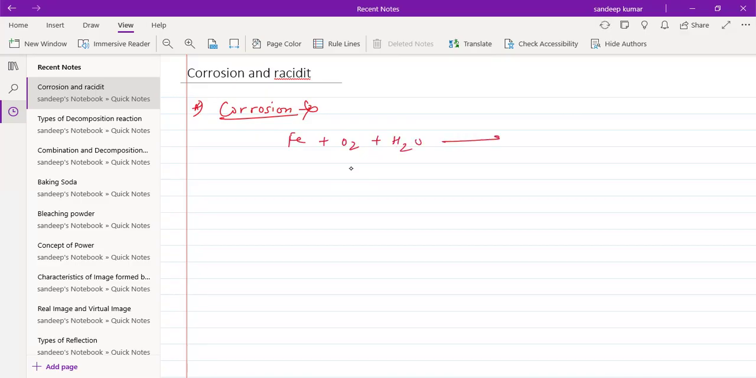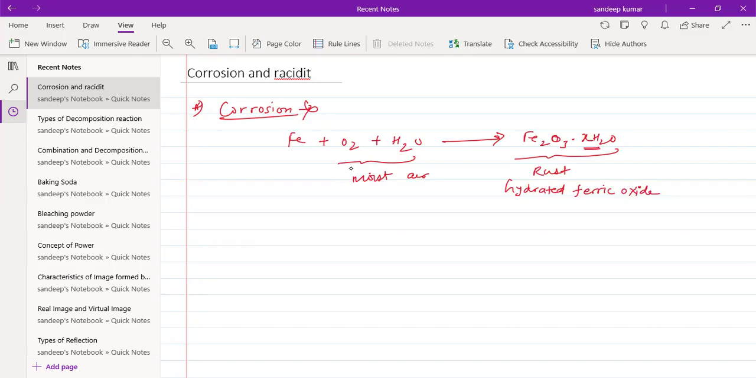This will come from moist air. It will form Fe2O3 dot xH2O. This is called hydrated ferric oxide, or rust. So you can see here iron is 2, so multiply by 2, oxygen 3.